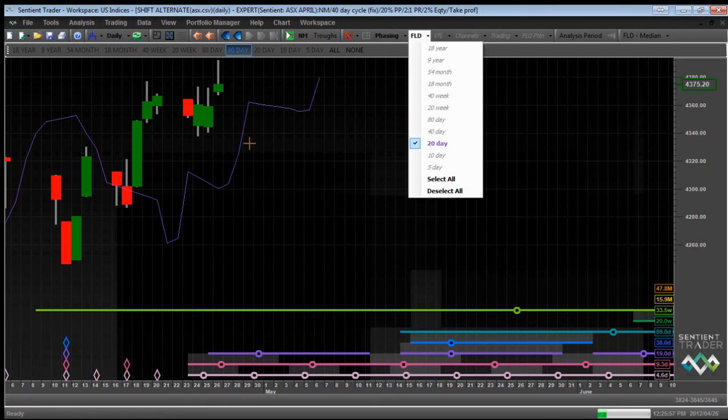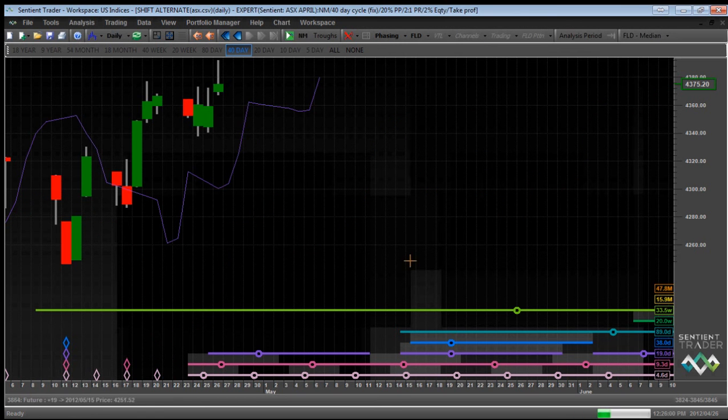Now, how will we know when the 20-day cycle trough has formed? Well, we'll know when the price crosses the 20-day FLD. Okay, so there is the 20-day FLD. It's a cyclic tool that we use, a very simple line that we plot on the chart. And when price crosses that 20-day FLD, then we'll know that a peak of the 20-day cycle has occurred, and the price is on its way down to the trough of the 20-day cycle.